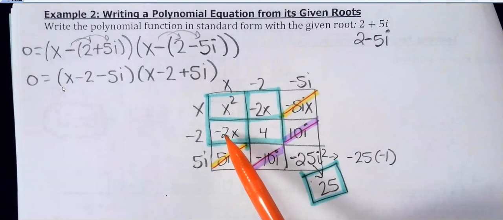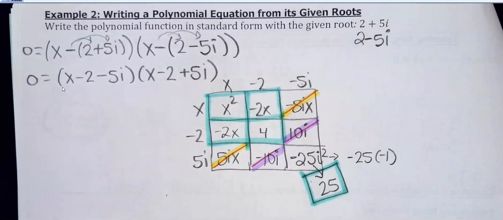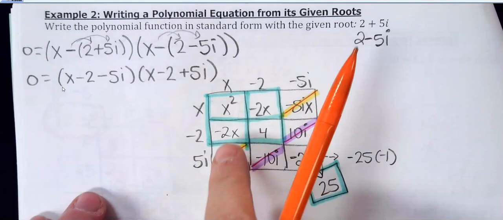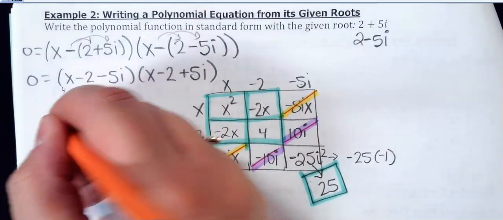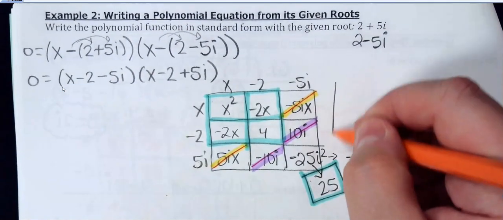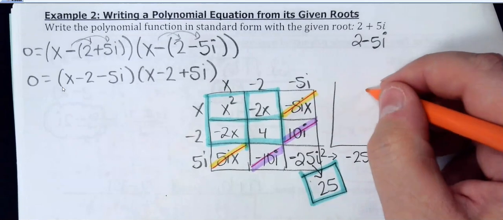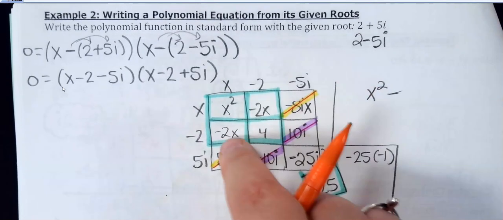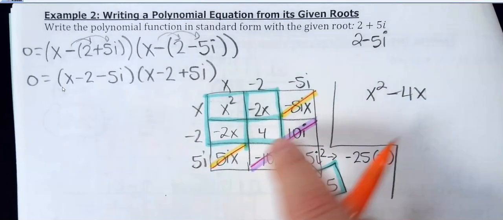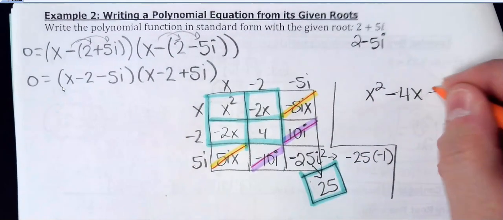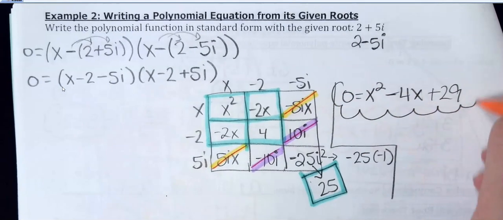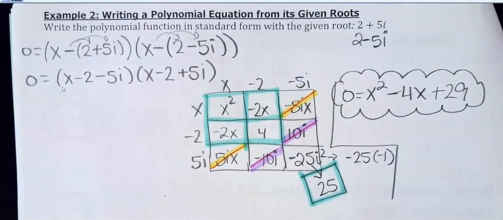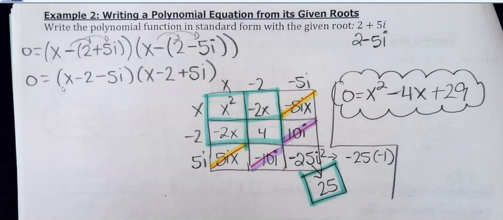Now, this will confuse people sometimes too. So negative 2x and negative 2x, those two x's don't cancel each other out. They're actually negative 4x. So all simplified here, I'll tell you what, I'm just going to write it over on this side. I'm going to have x squared minus 4x, and 4 plus 25 is 29. And since they gave me the zeros, I'm just going to set this equal to 0. That would be my polynomial that has 2 plus or minus 5i as the answer.